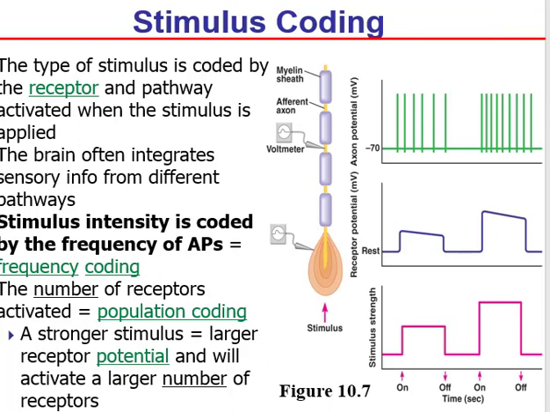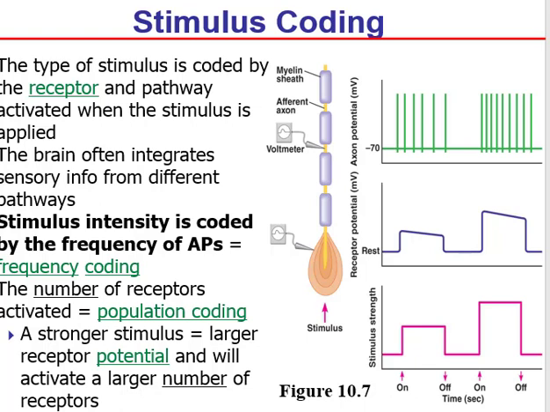From figure 10.6, we can see the brain often integrates sensory information from different pathways using first-order and then second-order neurons to reach the thalamus, and then third-order neurons to project the inbound information onto the appropriate cortical area of the brain. Stimulus intensity is coded by the frequency of action potentials. Frequency coding is shown here in figure 10.7. When we only consider the number of receptors activated, it's called population coding.